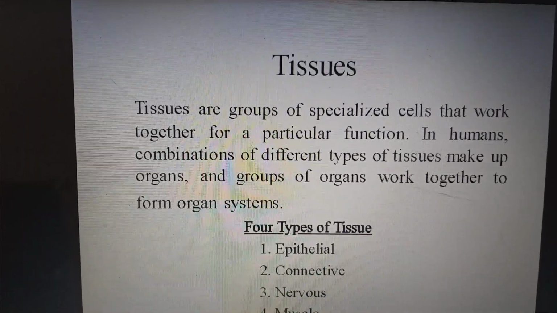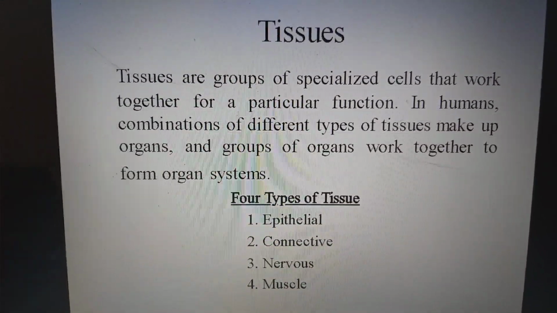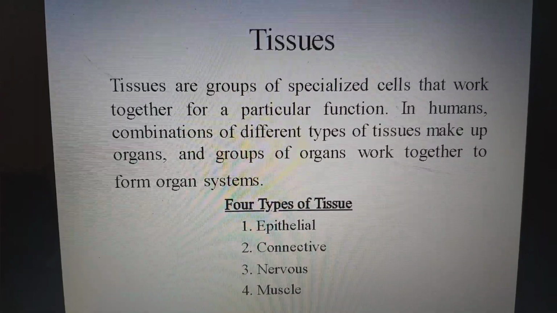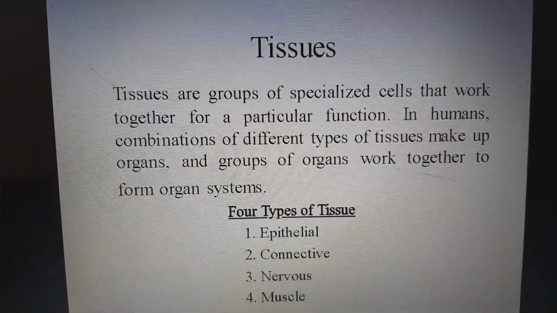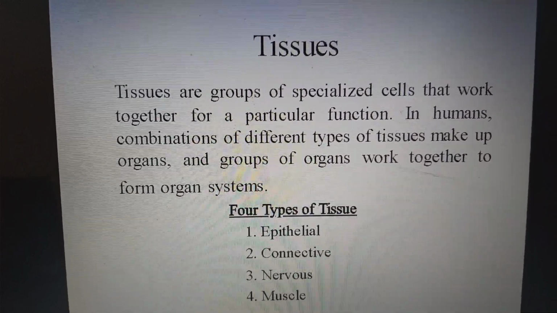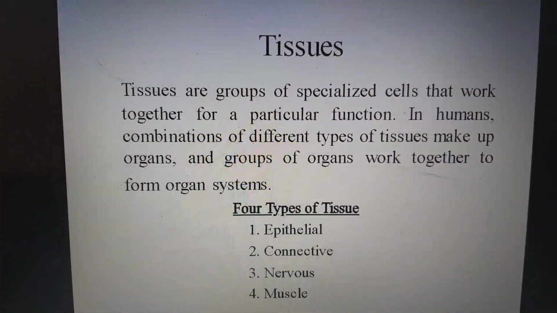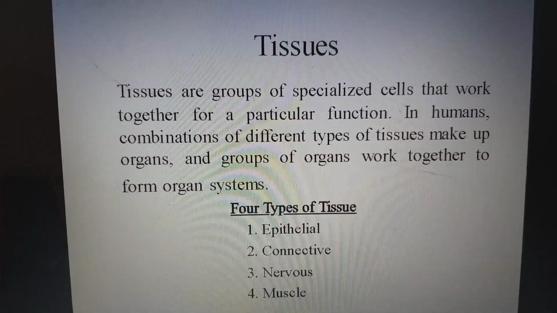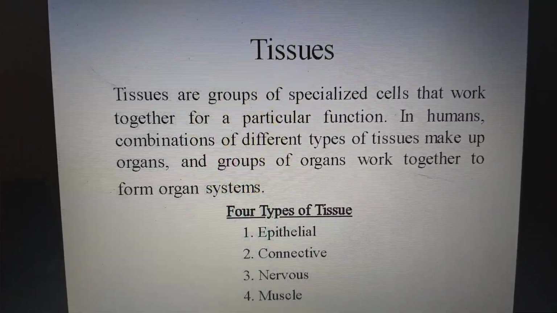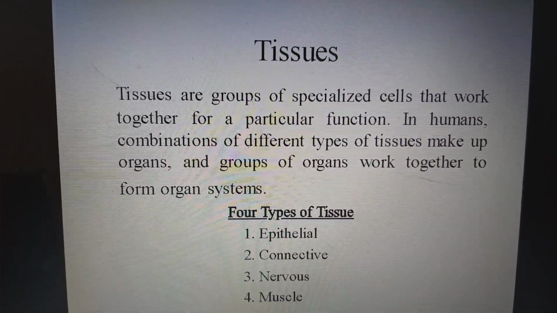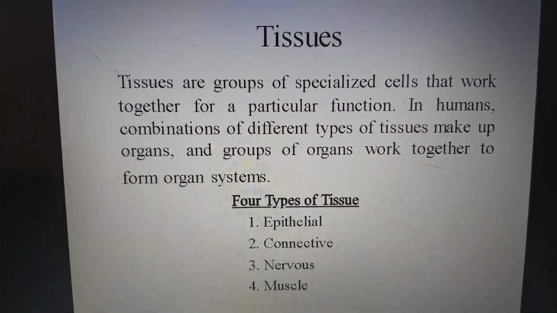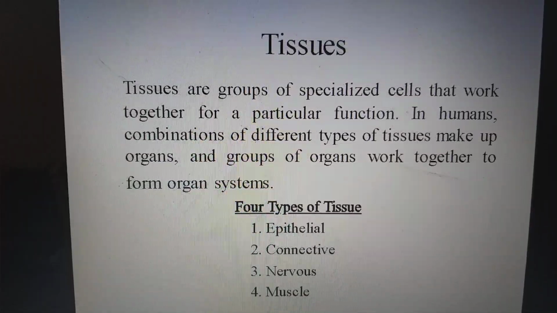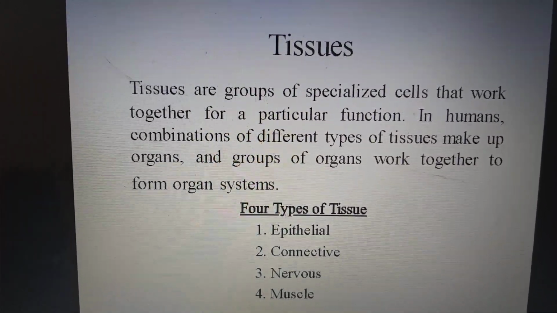The tissues are the group of specialized cells that work together for a particular function. In humans, the combination of different types of tissue make up the organs. Means different types of tissues will form the organs. If you are not sure about this, go back to the structural organization again. Starting from the cell, tissues, organ system, all these things have been explained in my channel. And a group of organs work together, we call it as organ system.